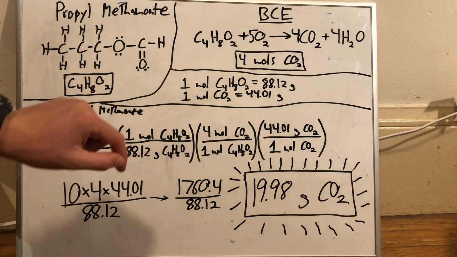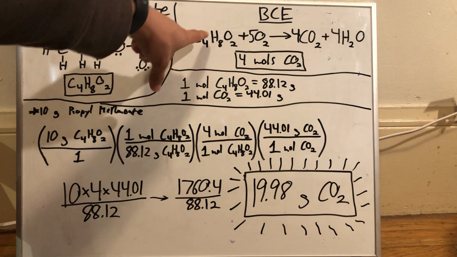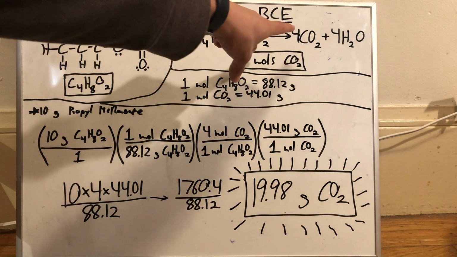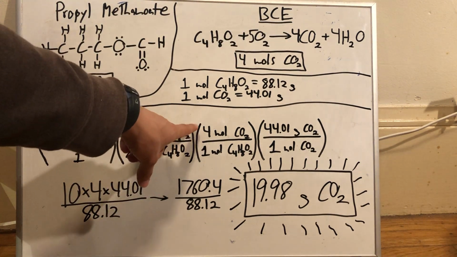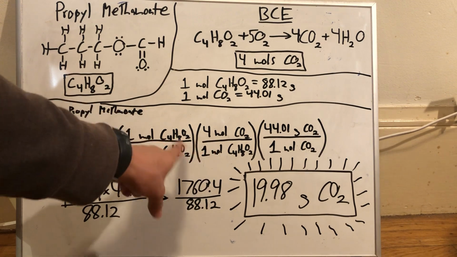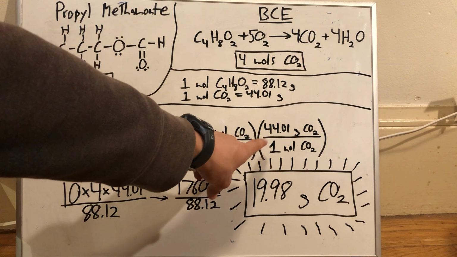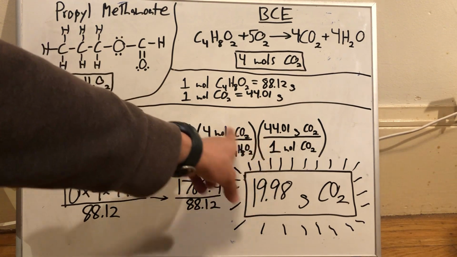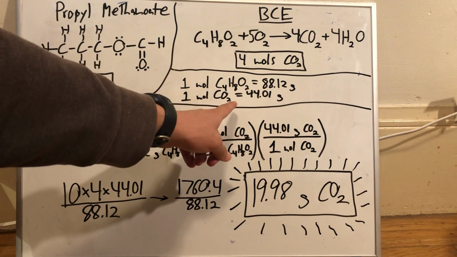And now we're going to convert from moles of propylmethanoate to moles of carbon dioxide. Now you can see on the left side of my balanced equation, I have 1 mole of C4H8O2, but on the right side I have 4 moles of CO2. So here I'm going to write 4 moles CO2 over 1 mole propylmethanoate, right? Because they balance out. And now last thing, we're going to put mole of CO2 on the bottom because same, you cancel out. And on top, we have 44.01 grams.